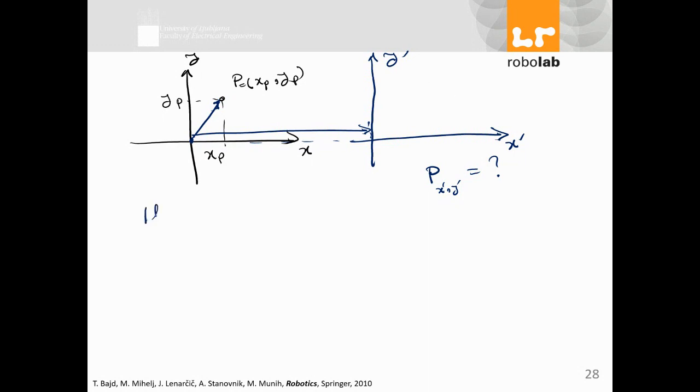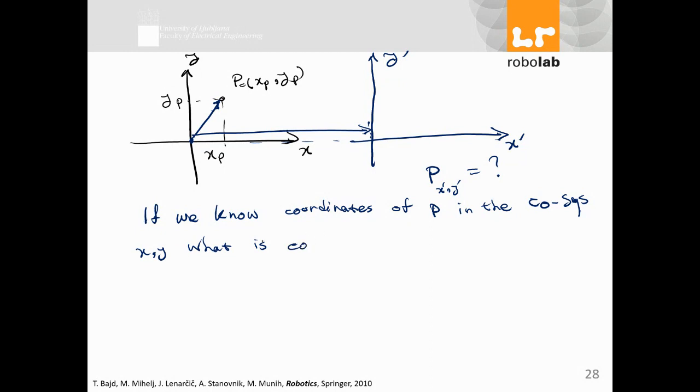So the question is, if we know the coordinates of P in the coordinate system X, Y, what are the coordinate values of P in the coordinate system X prime, Y prime?